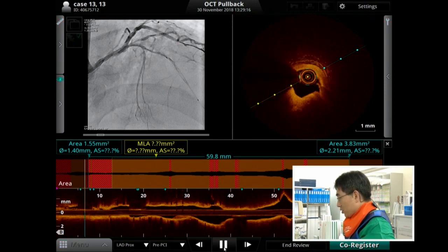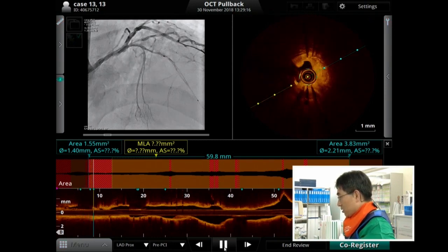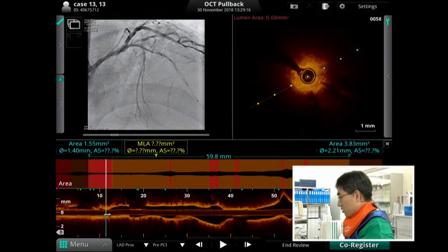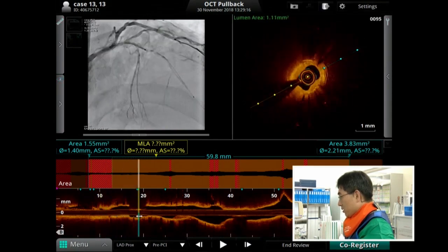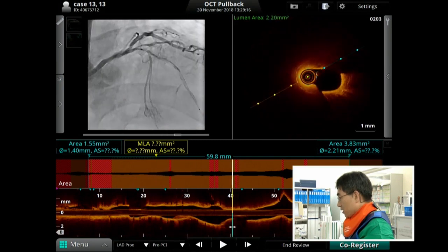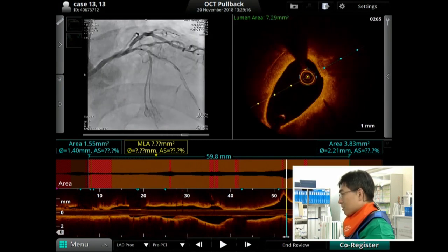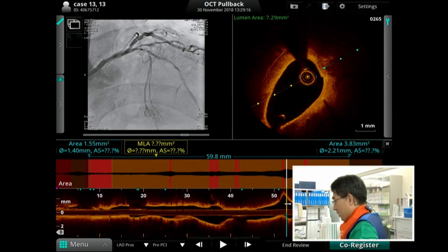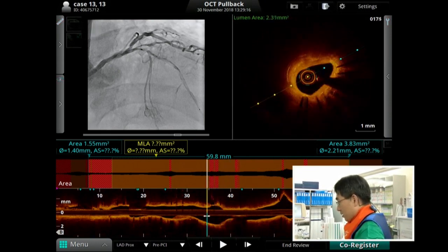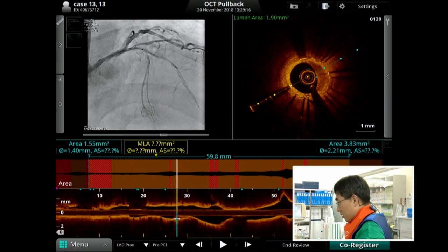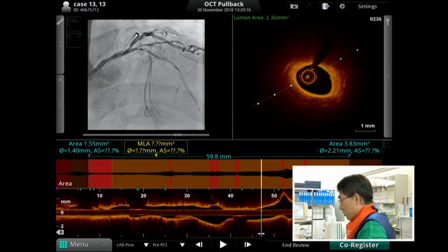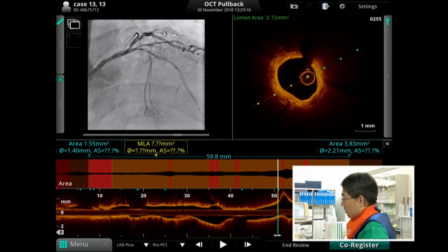So also we checked the OCT. Here is the distal part of the stent. Most of the stent is underexpanded. Its stent diameter is around 1.8 in this patient. And in some parts there is significant neointimal tissue growth, as shown in this part. But most of the entire stent is underexpanded.